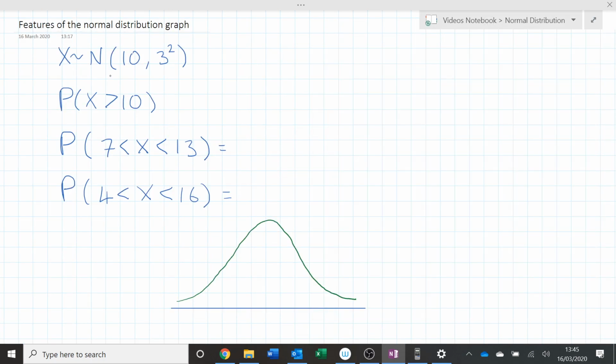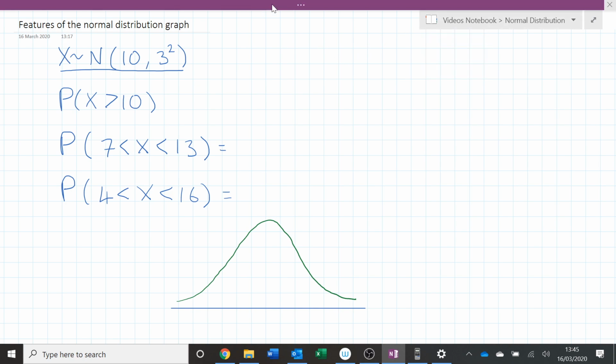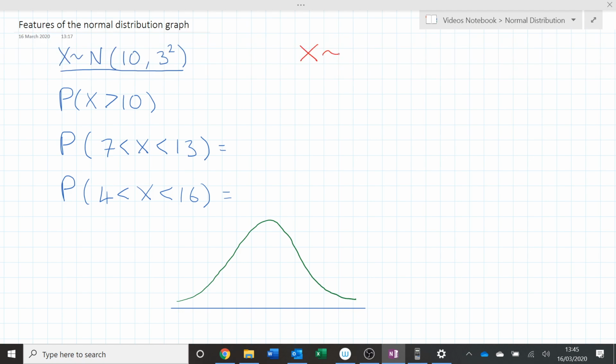So, firstly, this is the way that I would write a normal distribution. You would write, and I'm just going to be clear about that, x is normally distributed. When you did the binomial distribution, you said x is binomially distributed at b. Now we're going to put in normal.